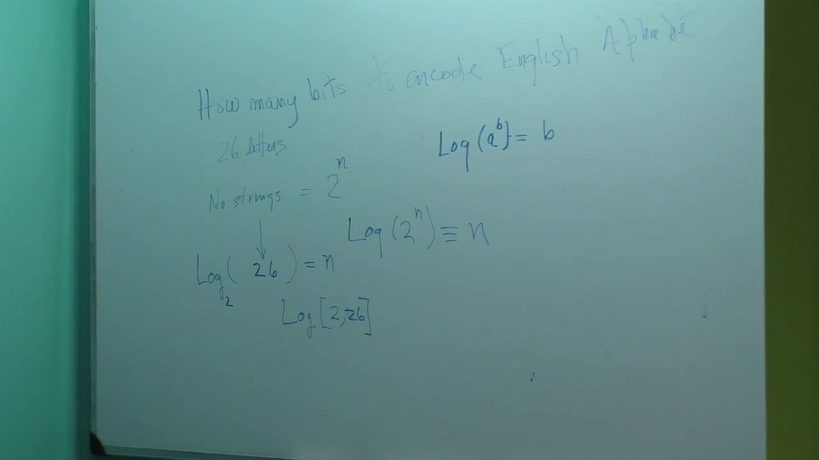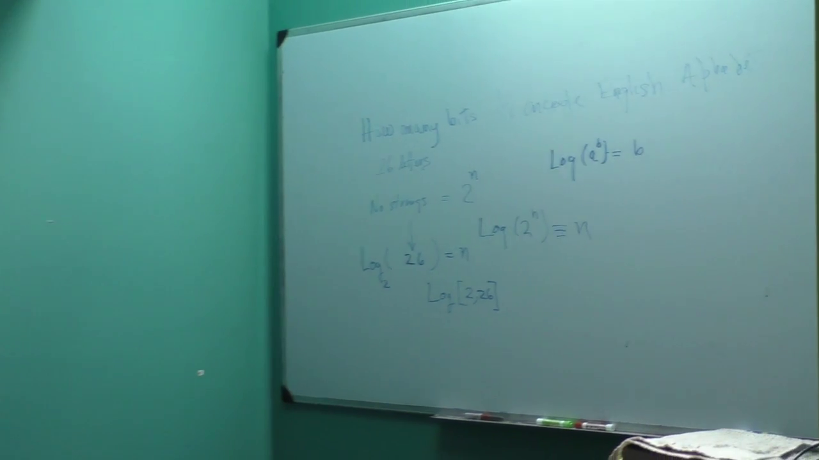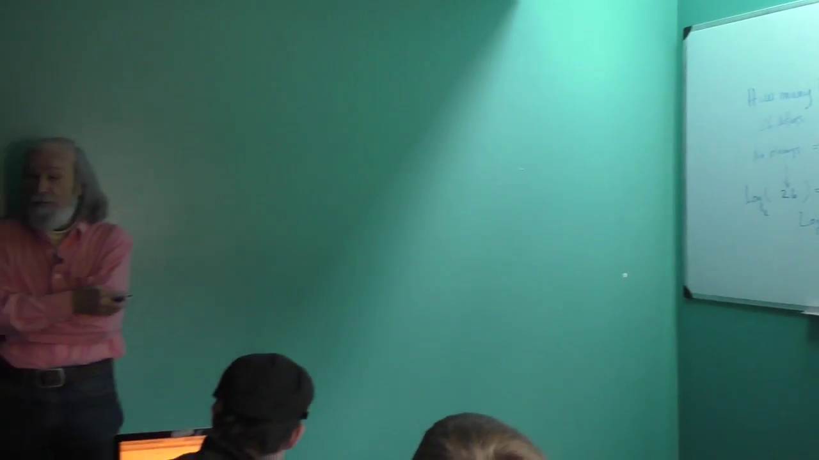Okay. While you're working, I'll answer a question. Somebody's asking, how many decimals are there? It depends on what the number is. But some logs are going to give you infinitely many decimal places. It'll never terminate. It'll go on forever. Those numbers are said to be irrational.